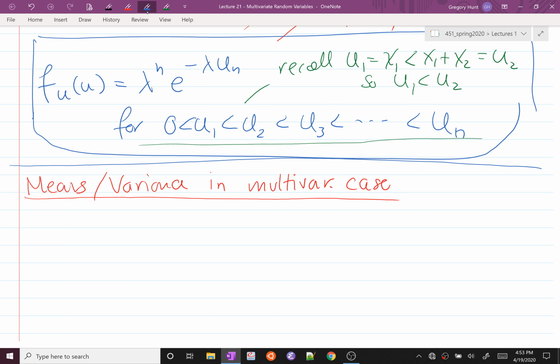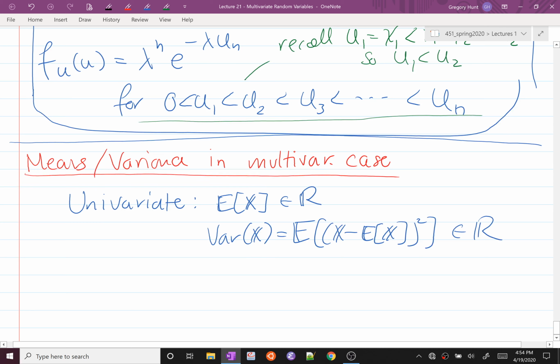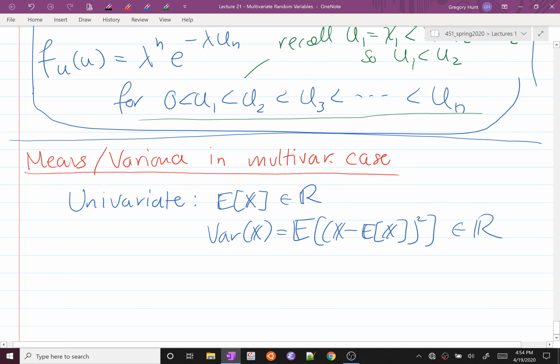So to back up real quick, in the univariate case, that's not very legible, is it? Univariate case, we could say the expected value of x is some real number, and the variance of x had this nice formula: its expected value of x minus its expected value, square that whole thing. That's also just some number. Are there similar concepts for the multivariate random variables?